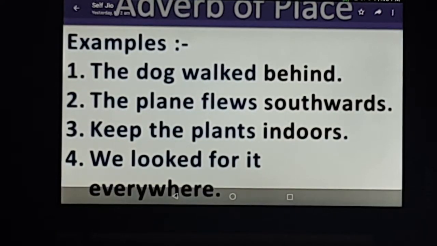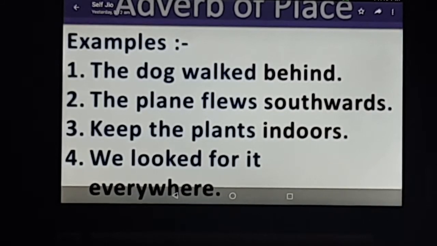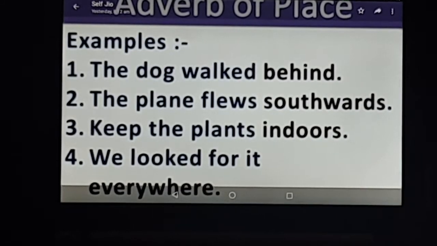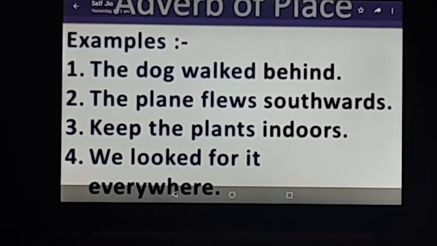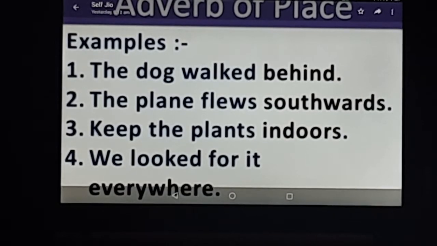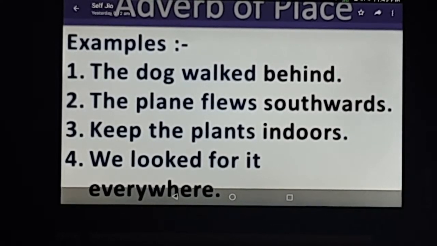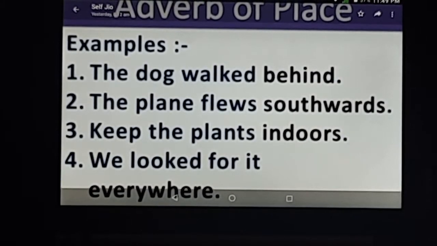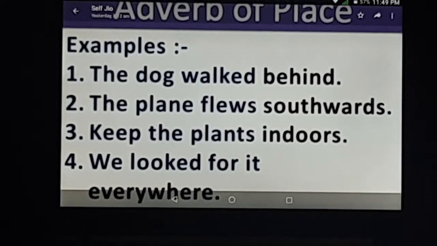Here, see, the dog walked behind. It is used after the main verb walked here. The plane flew southwards. Keep the plants indoors. See, after the object. In the first two sentences, these are placed after the main verbs, but in the third one, it is placed after the object.